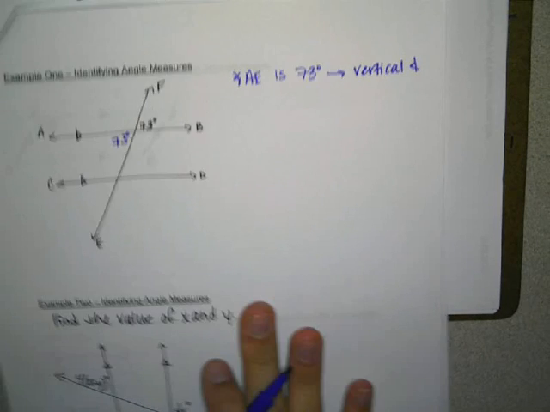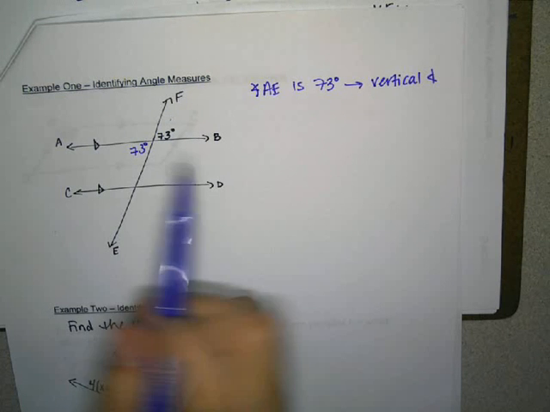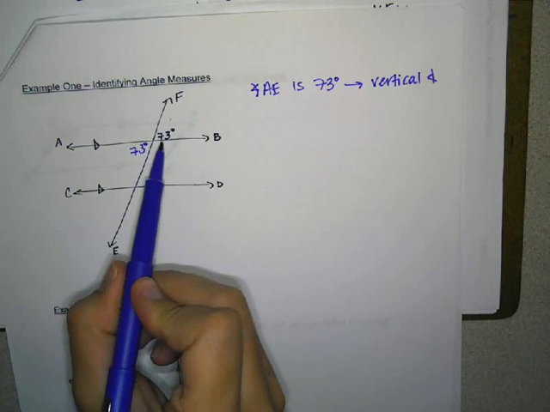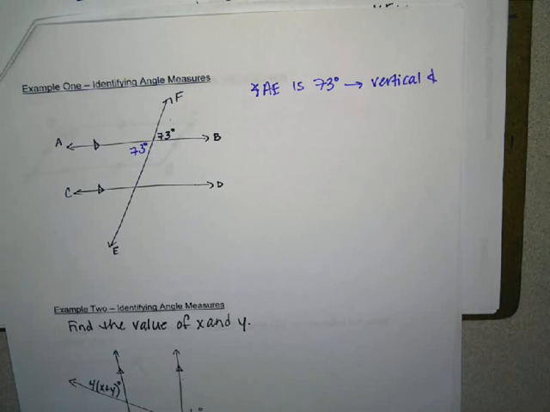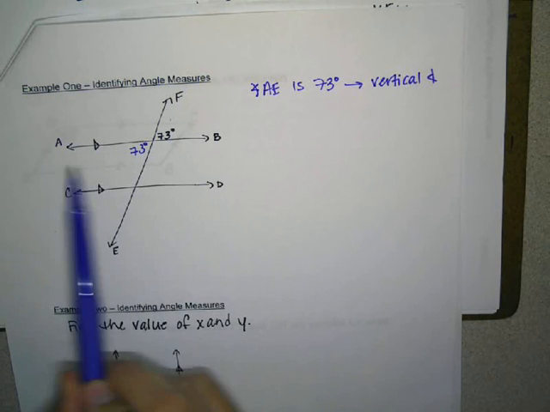And I'm going to write the angle AE is 72 degrees because it's a vertical angle to the one that was given to me. Okay. And then what I do know about this line is that while this line is straight, it's not curved.